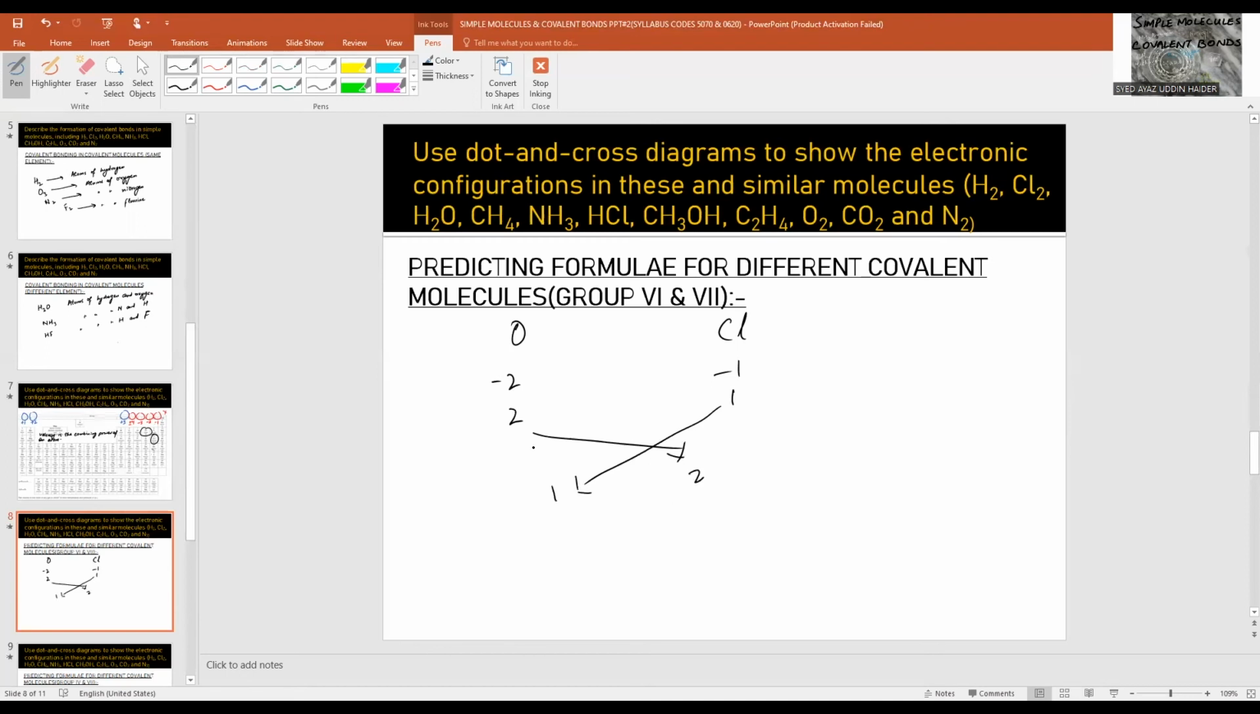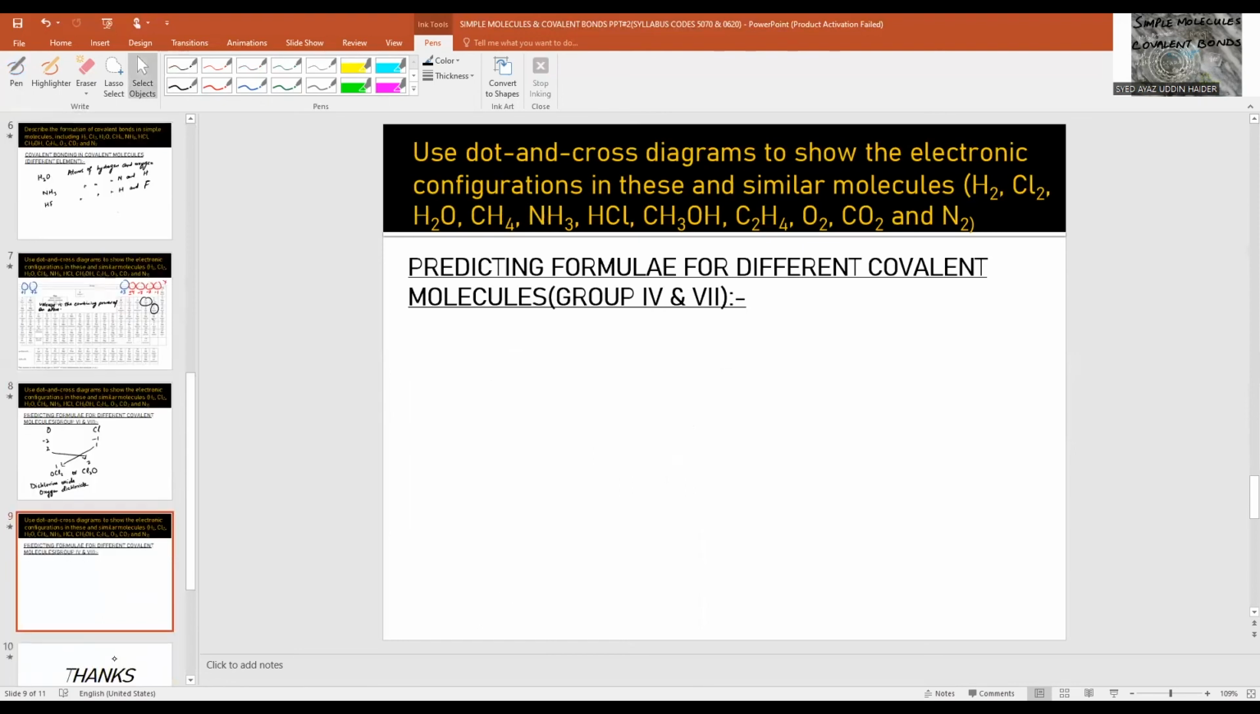The final formula will be OCl2 or Cl2O. Name is dichlorine oxide. You can even call it oxygen dichloride. Di means 2. There are 2 atoms of chlorine involved in this. That's why I'm writing di.